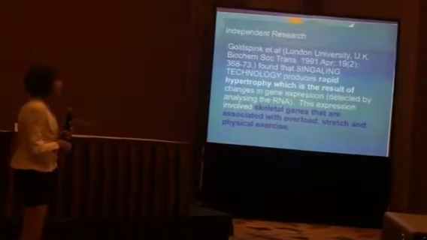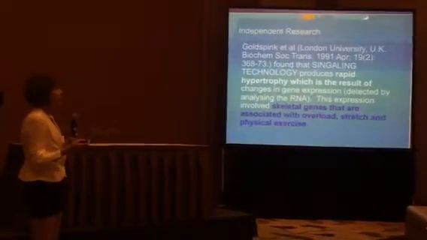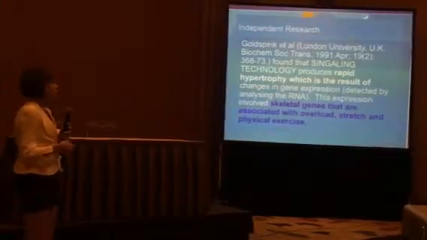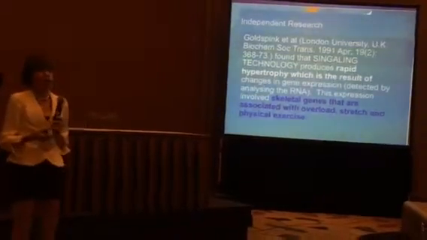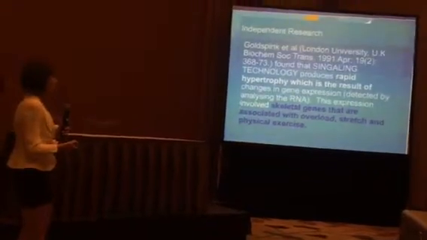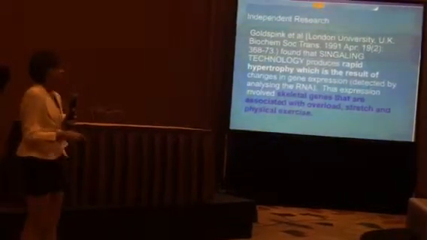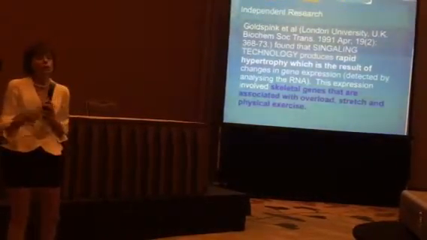So then you see the independent research in London University, and what they did is they found that signaling technology, basically signaling to the motor nerve, produces rapid hypertrophy, which is the result of changes in gene expression. And that was after they analyzed the RNA, they found that the gene expression had this particular effect. So the expression involved skeletal genes that are associated with overload, stretch, and physical exercise. So basically, this signaling was similar to physical exercise.